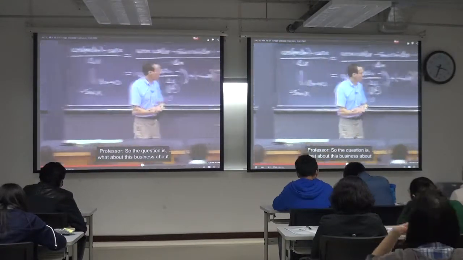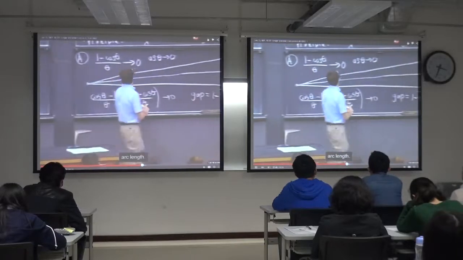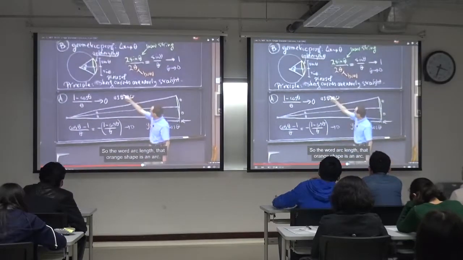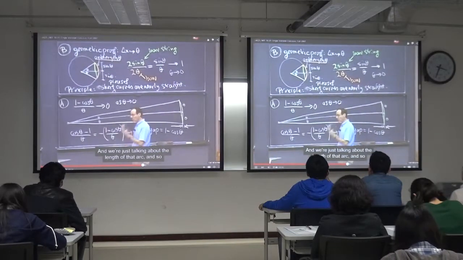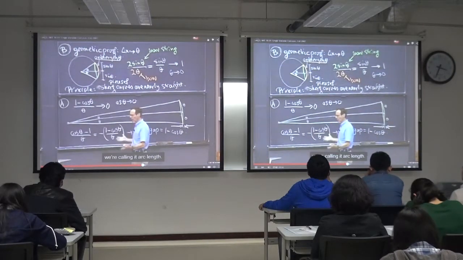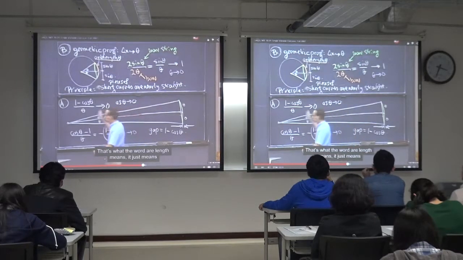So the question is, what about this business about arc length? The word arc length, that shape, that orange shape is an arc. And we're just talking about the length of that arc. And so we're calling it arc length. That's what the word arc length means. It just means the length of the arc.